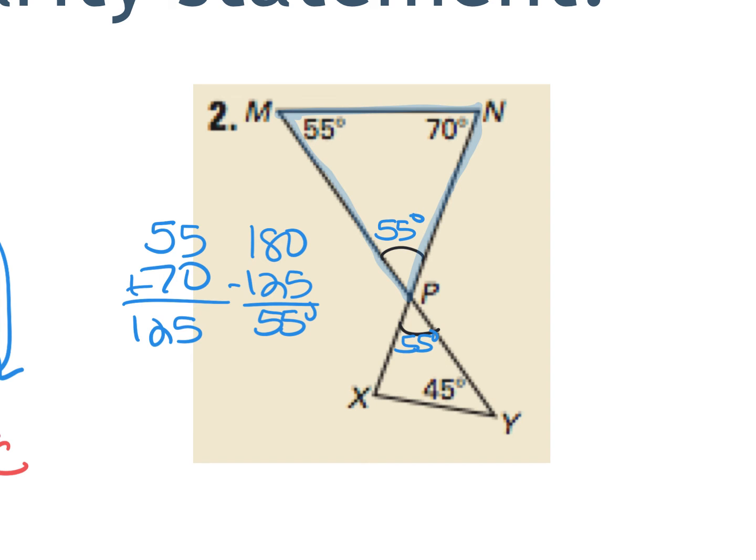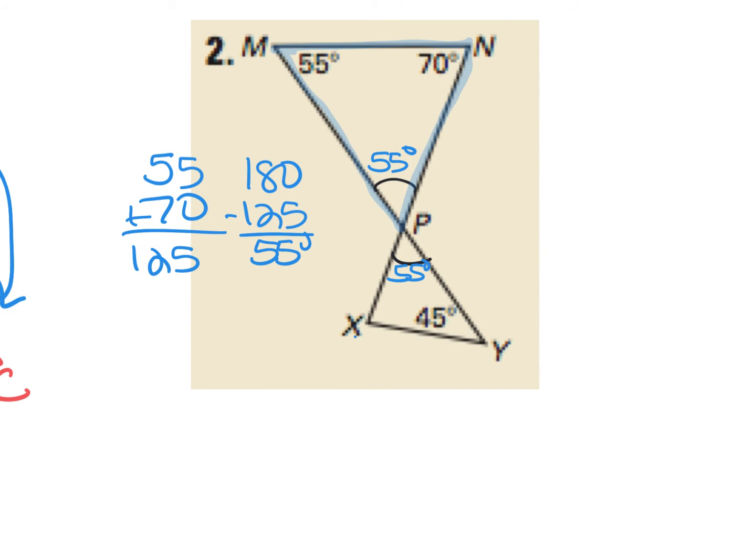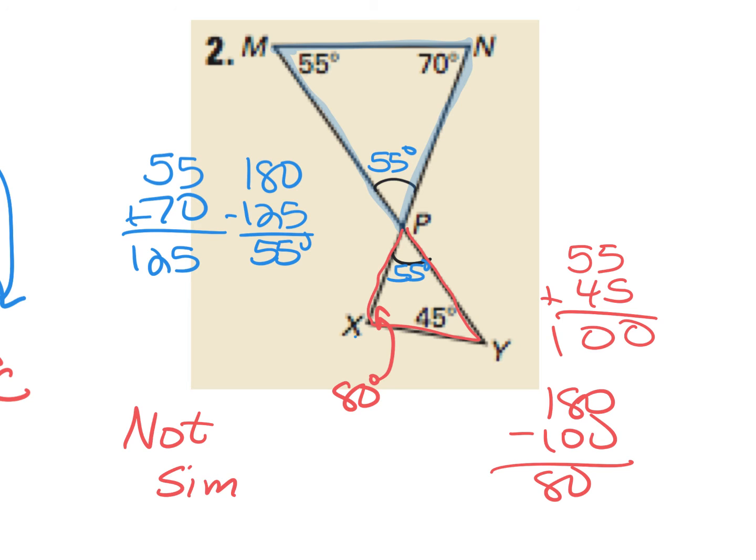So now I only have one congruent angle pair. Let me double check that angle X isn't going to match. So then I'm going to do the same thing on this one. I need to add 55 and 45. And I get 100. Subtract that from 180. And this missing angle X is 80 degrees. This didn't help me. I do not have two congruent angle pairs, so these two triangles are not similar.